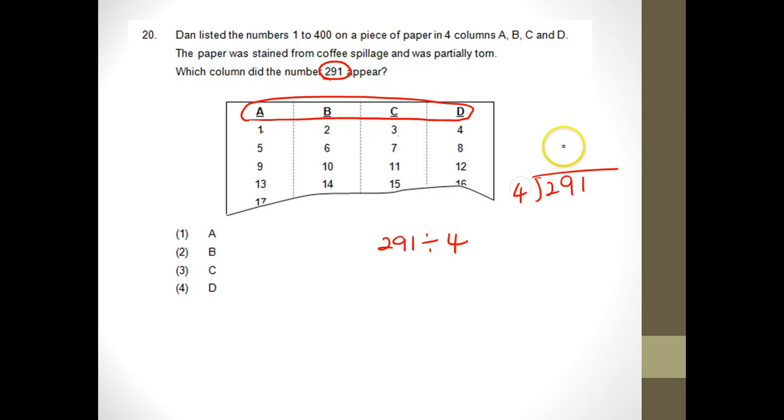So I take 291 divided by 4. 7 times 4 is 28. 2 times 4 is 8. Remainder 3. So it would be 72, remainder 3. So let's count. This is remainder 1, when divided by 4, remainder 1. Divide by 4, remainder 2. Divide by 4, remainder 3. So the number will appear in column C. This one has no remainder.